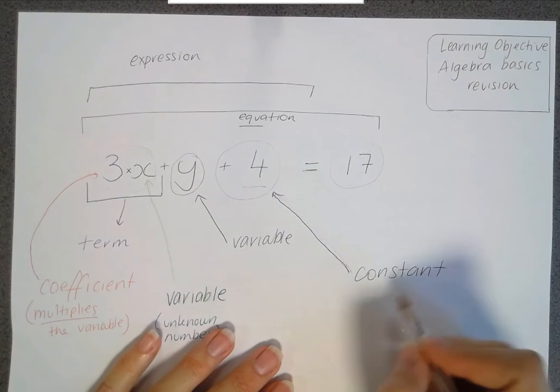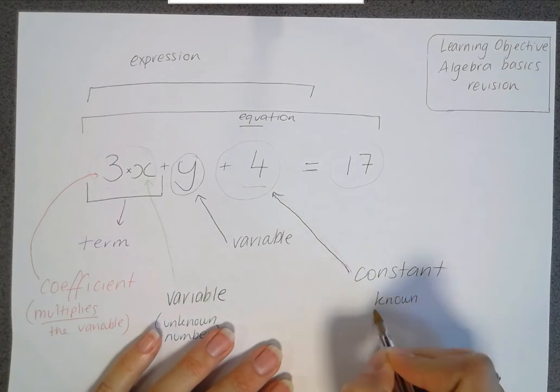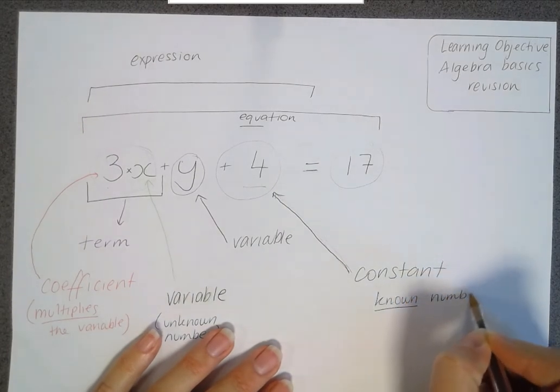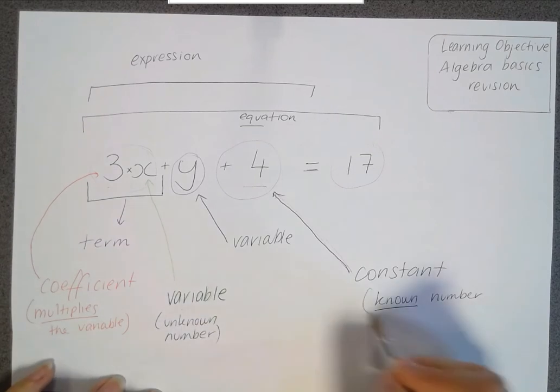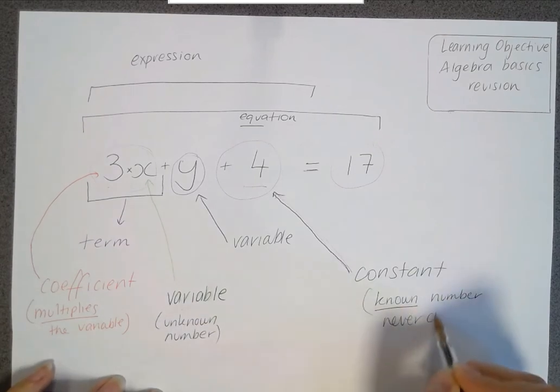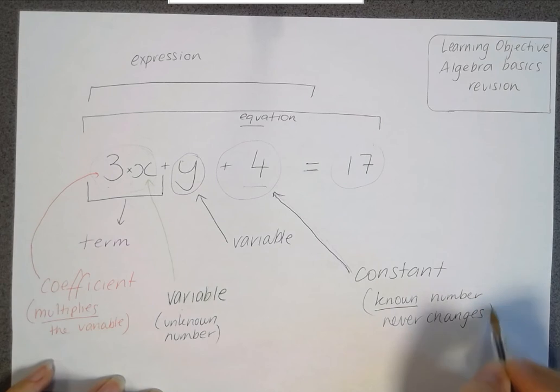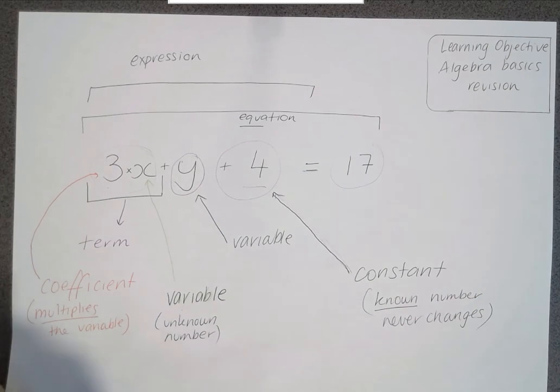All right, it is a known number, as opposed to, say, a variable, which is an unknown number, and it never changes. If it's there, we can move it around, we can simplify it with other numbers, but we can't do much else with it because it's very important that it stays there.